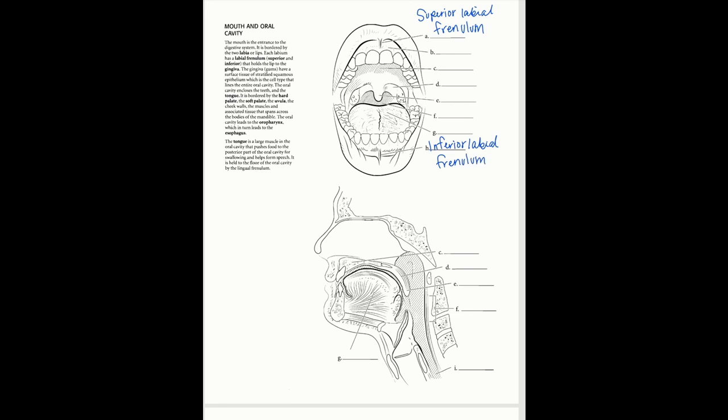Again, these are going to connect to the gums. However, we refer to the gums as the gingiva. That's why if you have inflammation, it's referred to as gingivitis. I'm sure we've all heard of this. And then when we're looking at the roof of our mouth, the more anterior portion, which is a bit bony, is our hard palate.